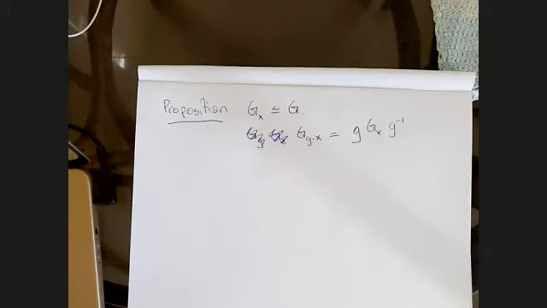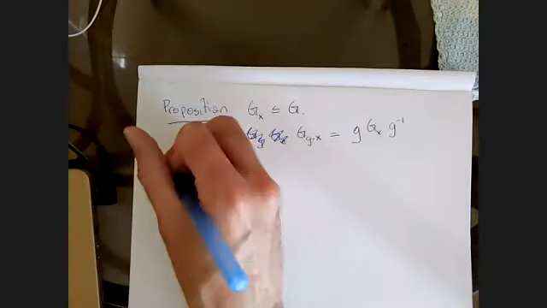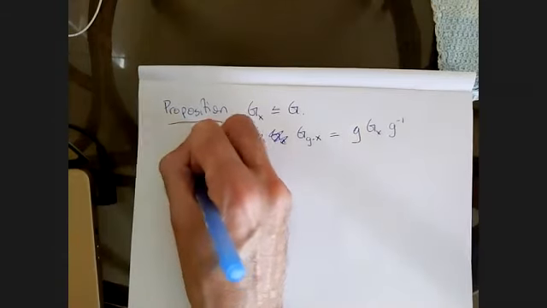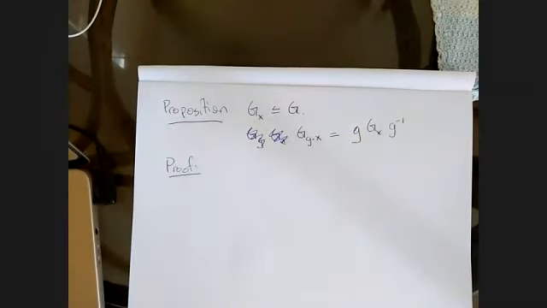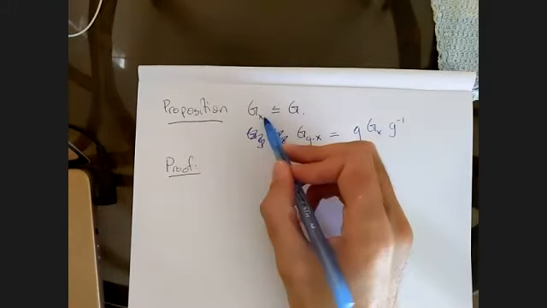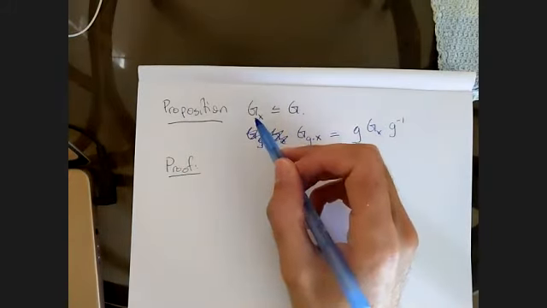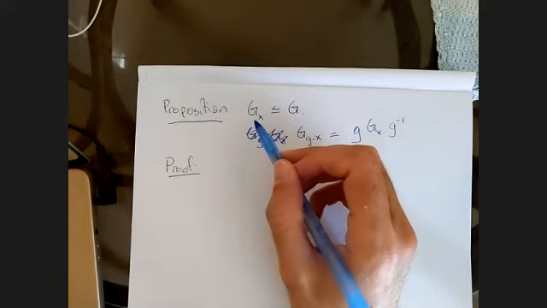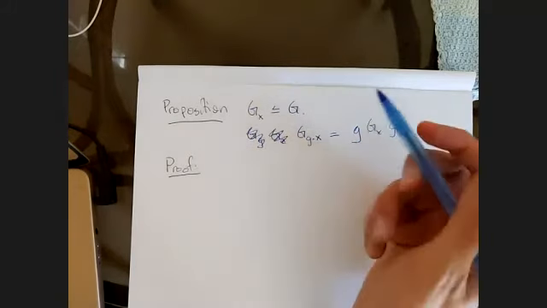So let's prove these two things. We have to prove something is a subgroup. That means we need to show that this subset is non-empty, and closed under multiplication and inverses.